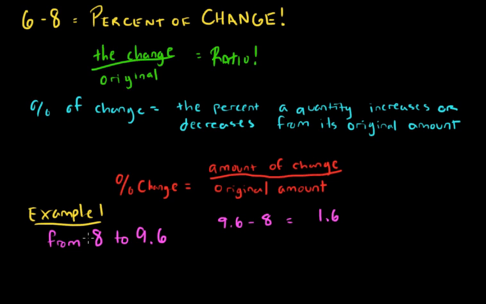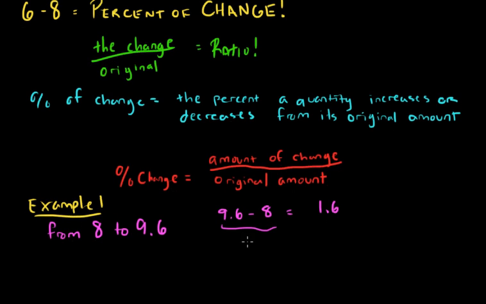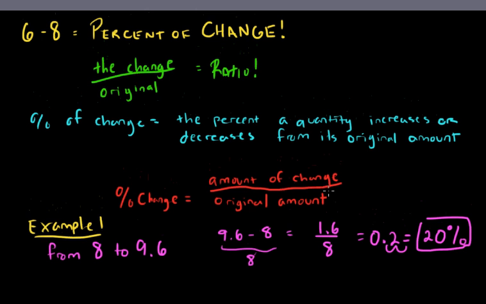And what it started as, well, it went from 8 to 9.6, so it started at 8. The original is 8. So 1.6 over 8, which is 0.2. But remember, we want a percent of change. So move the decimal over 2 times, and that's 20%. So there's a 20% increase when you go from 8 to 9.6.